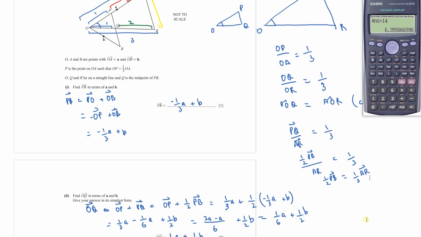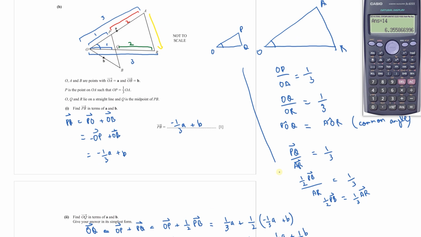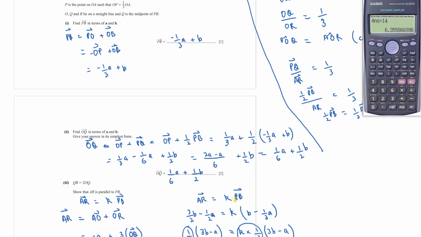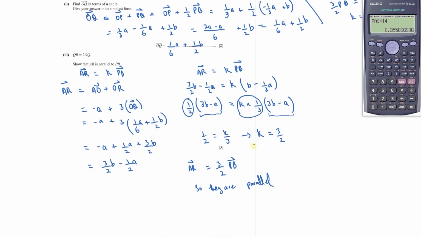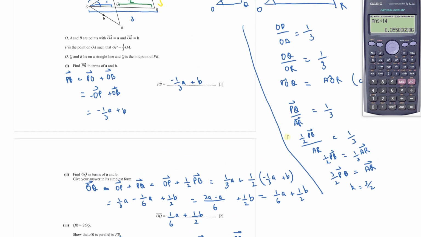So let me draw the partition here. I have to represent AR in terms of K times PB. So I can bring this 3 here. So this will be 3 by 2 PB equals AR, right? So again, K equals 3 by 2, which is the same value that we found using the vector method. So we have written AR equals 3 by 2 times PB. So it's a constant K times PB.